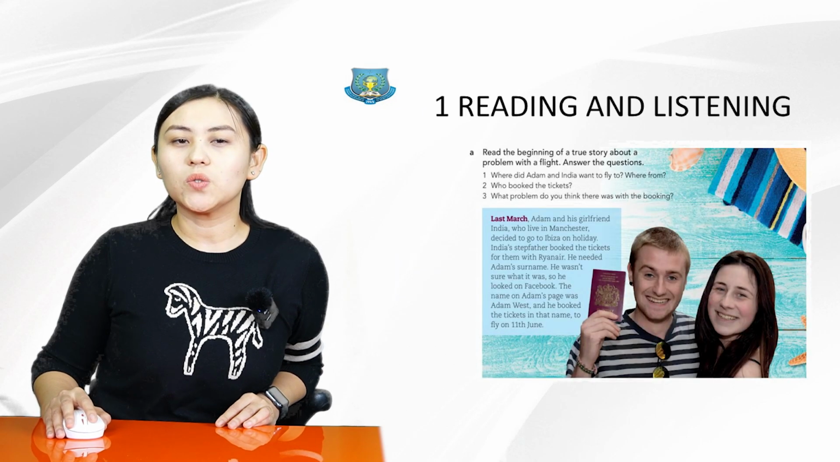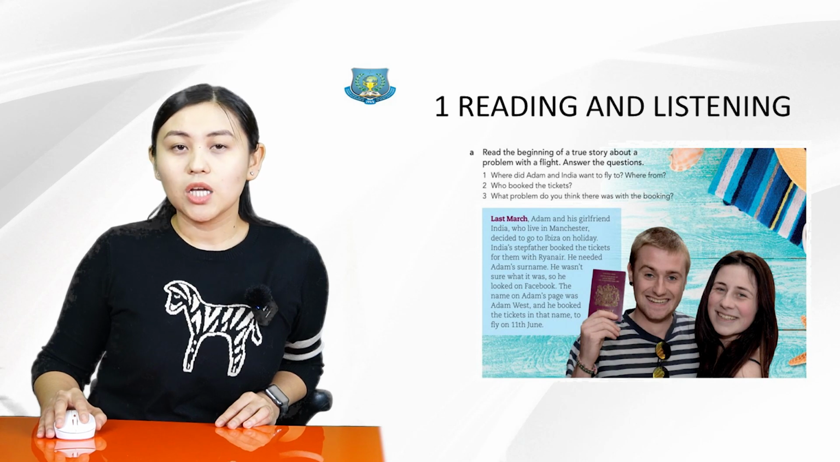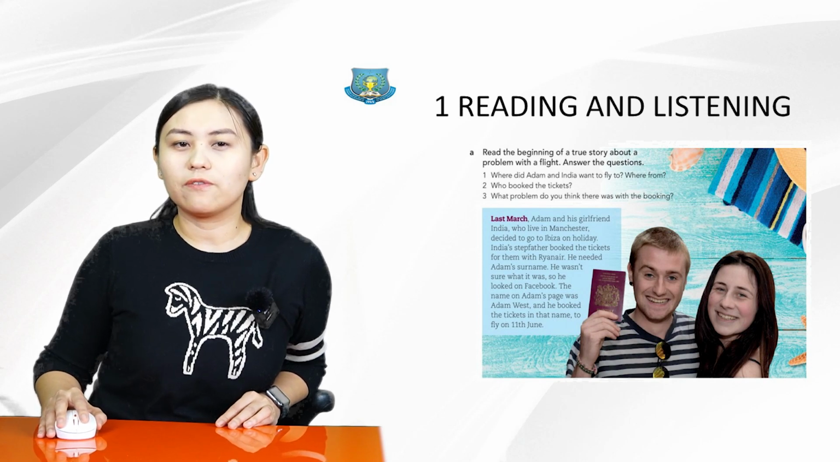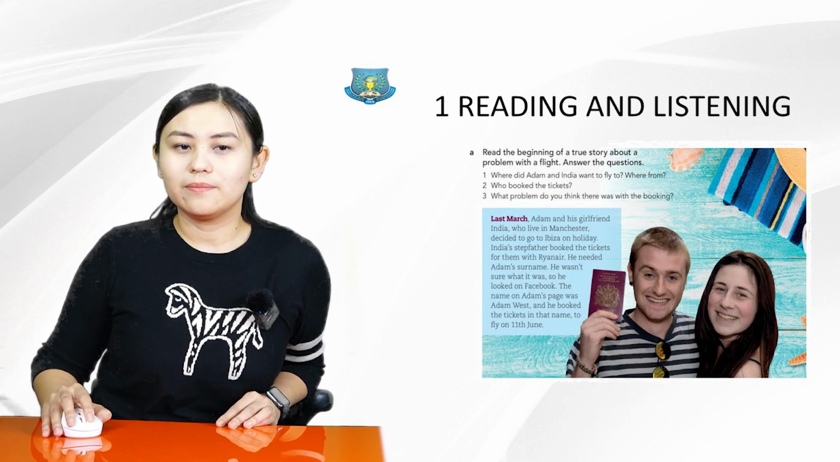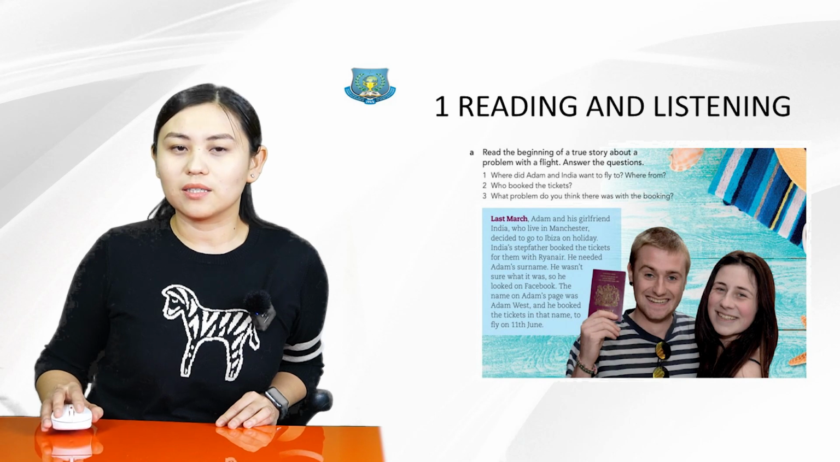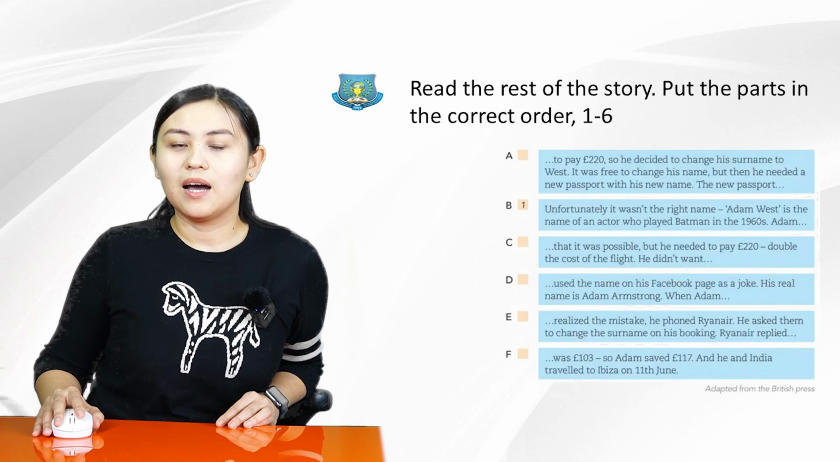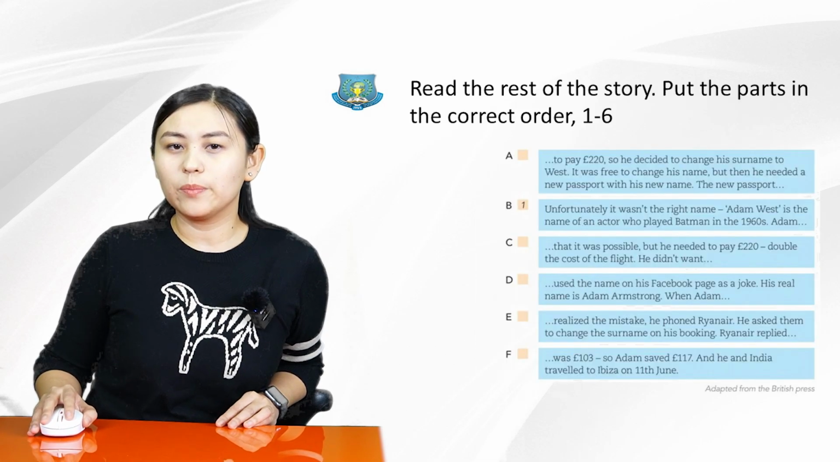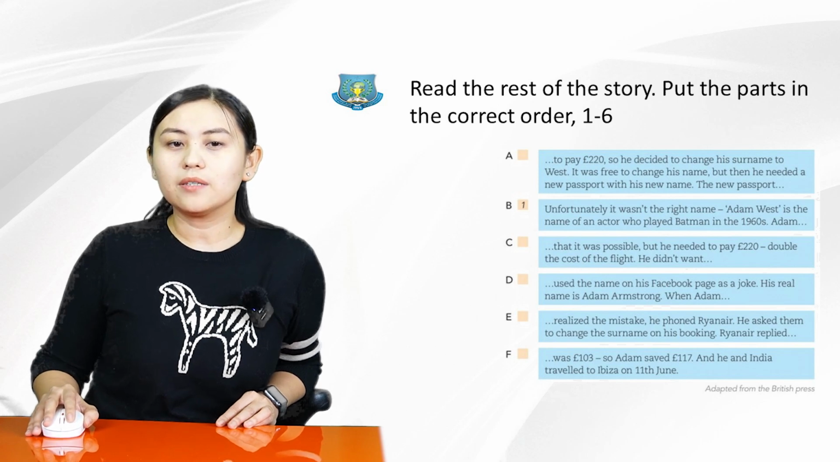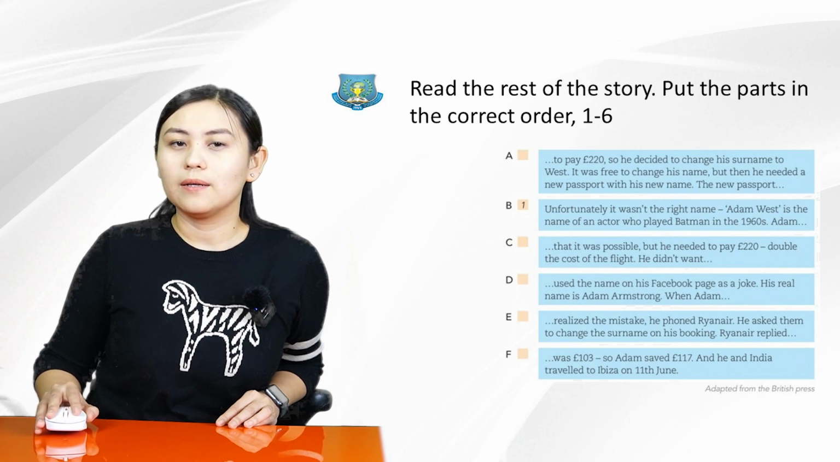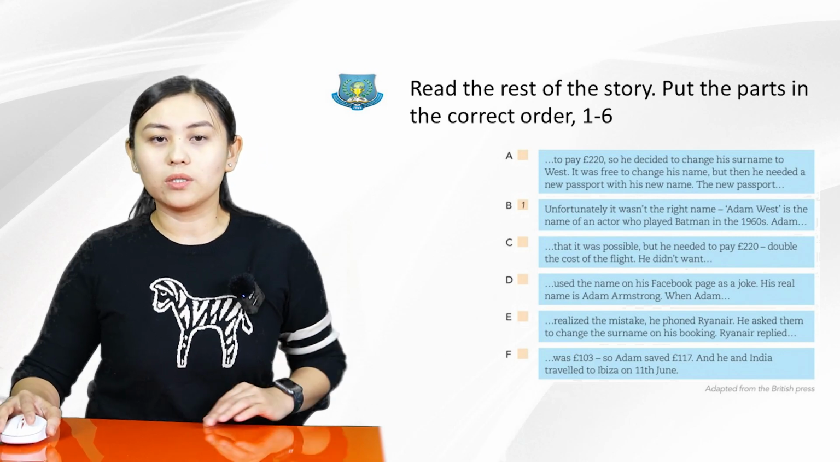Before we start, we are going to begin with reading and listening tasks. In your student's book, on page 65, you have the reading task. Read the beginning of the story and continue the chart. This is the story of two people who are traveling to the wrong place. After reading the text, read the rest of the story and put the parts in the correct order. Here are six given passages, so you have to put the sentences in the correct order.